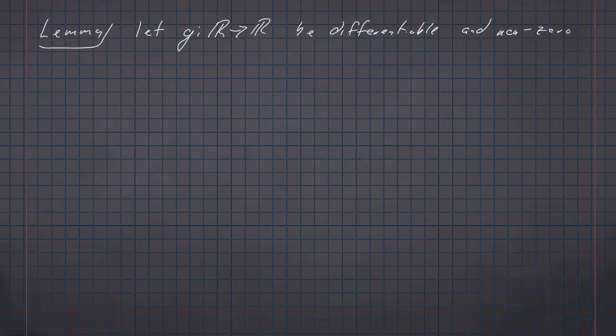Building on the product rule, we're going to next go to the quotient rule. But before we can get there, I need a fairly straightforward lemma. Let's let g be a differentiable real-valued function and non-zero. Of course, non-zero is important because I'm going to be looking at its reciprocal, 1 over g. The derivative of 1 over g is the negative of g prime divided by g squared.